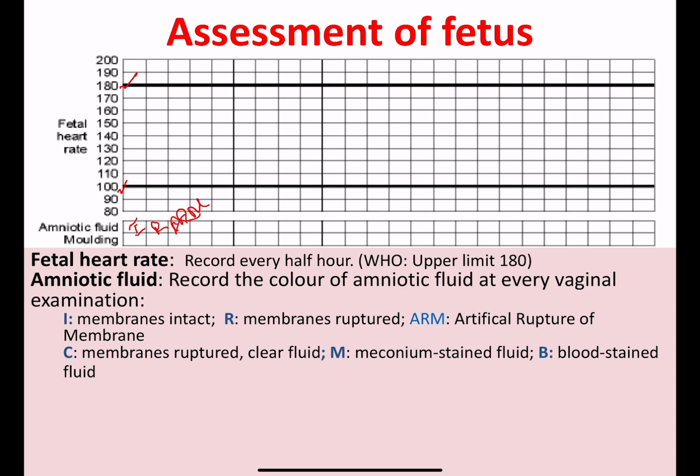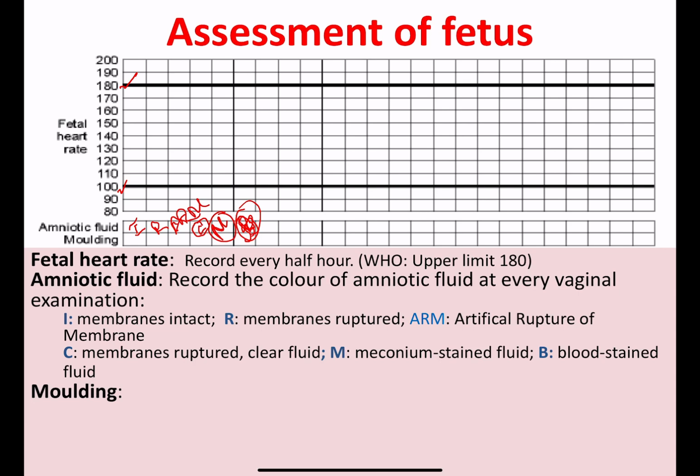And after ARM or after a rupture of membrane, we have to indicate the color of the amniotic fluid. If it is clear after the rupture of the membrane, then we have to mention C. C means the amniotic fluid color is clear. If it is M, then we have to understand it is a meconium stained fluid. And if it is B, then we can think that the amniotic fluid is blood stained. In this kind of amniotic fluid color, we need to check the fetal heart rate, and if there are any changes in the fetal heart rate, then we have to take appropriate action as early as possible. Now let's talk about the molding.